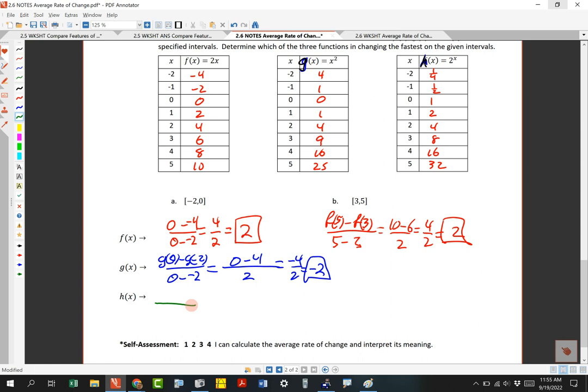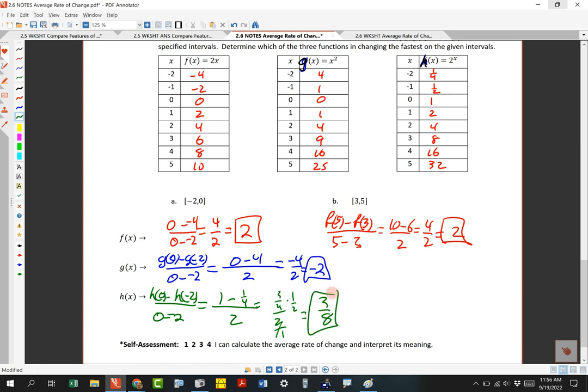Okay, let's do h. I'm going to change colors here. So again, it's going to be 0 minus minus 2, and then I need h of 0 minus h of negative 2. Let's see what we get here. Bottom's going to be a 2 again. So I need h of 0, which is 1, minus h of negative 2. Ooh, that's nasty. 1/4. 1 minus a fourth is 3/4, divided by 2, or better yet, divided by 2 over 1. I flip the fraction over, multiply by the reciprocal, and I get 3/8.